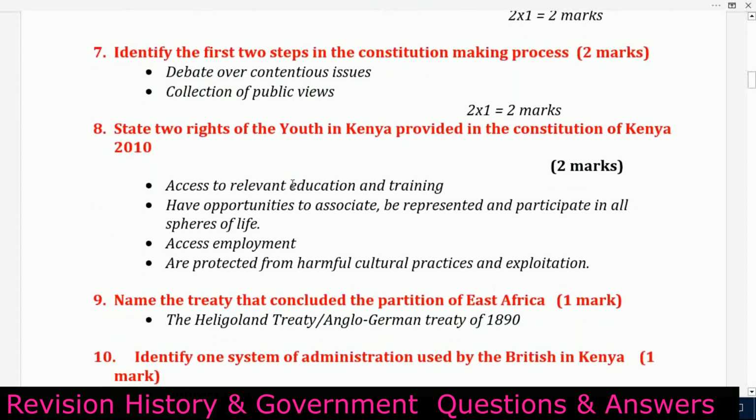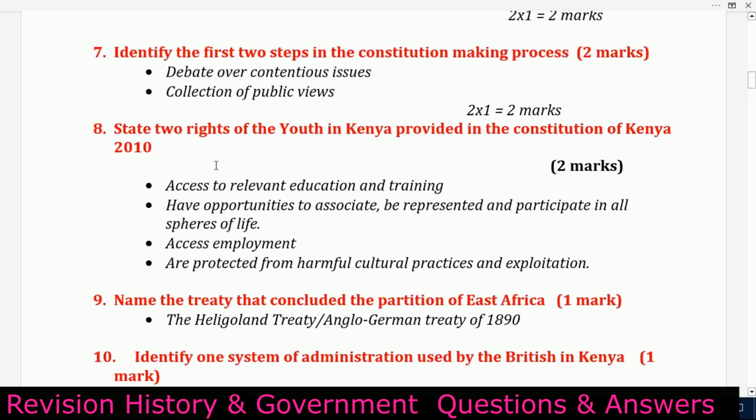Question number 7. You are told to identify the first 2 steps in the constitution making process. First 2, they are very specific here, and that one is a debate over contentious issues. Number 2, collection of public views.